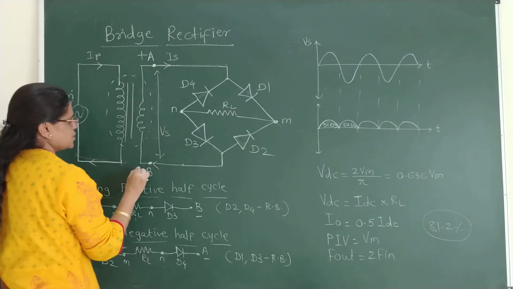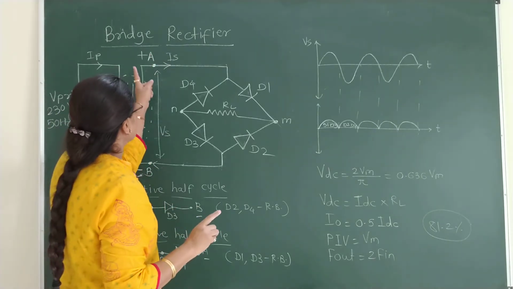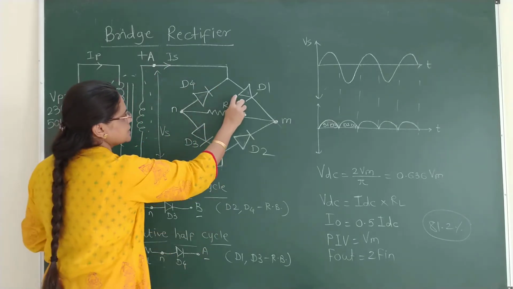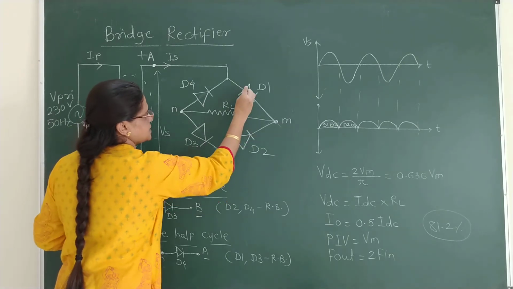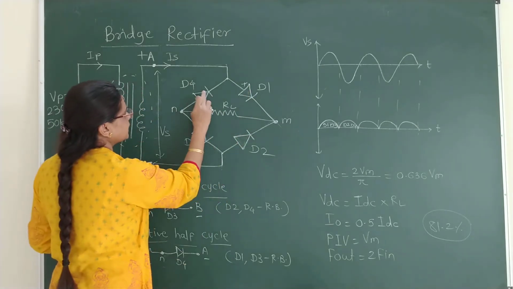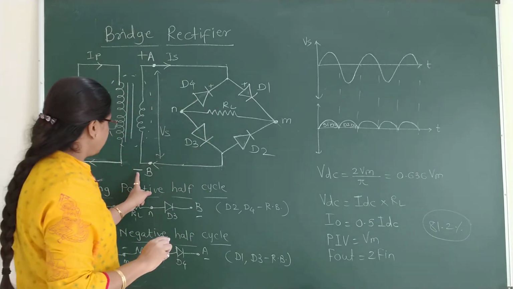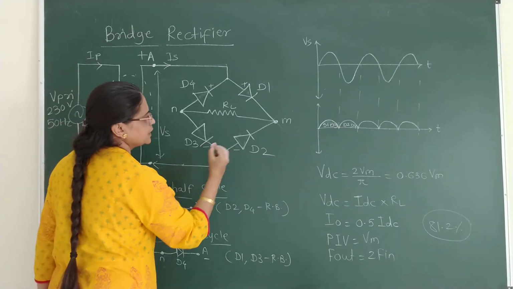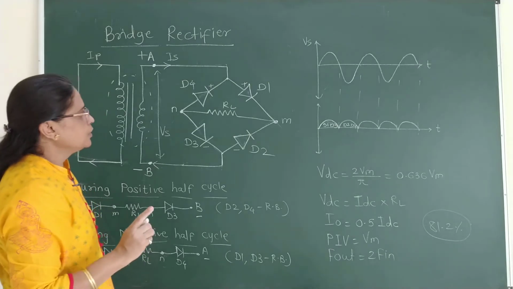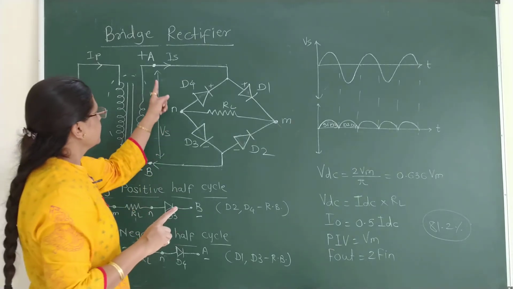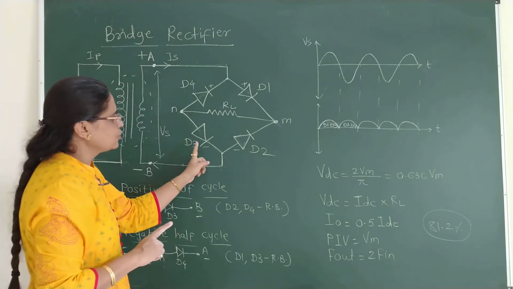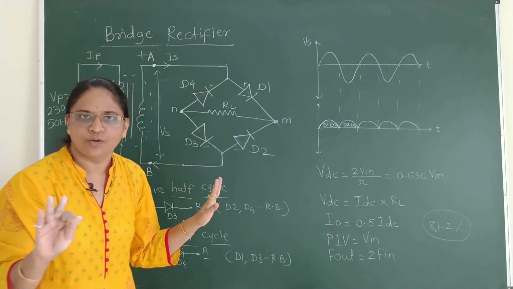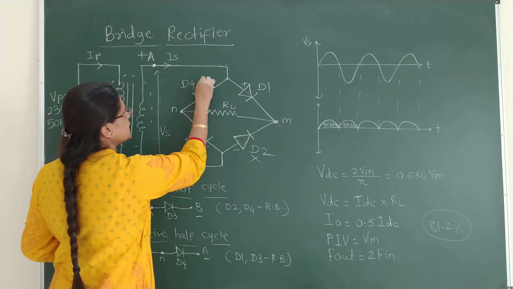First, the positive half cycle of this secondary voltage. Whenever the A end becomes positive, the B end becomes negative. So the A end is positive. Let's observe the polarities across each diode's terminals. The anode of D1 becomes positive, but the cathode of D4 becomes positive. From negative terminal B, the cathode of D3 becomes negative, but the anode of D2 becomes negative. So which diode will get forward biased? The anode receiving positive or the cathode receiving negative. An anode that receives negative or a cathode that receives positive will not work. So D2 will not work, and neither will D4.